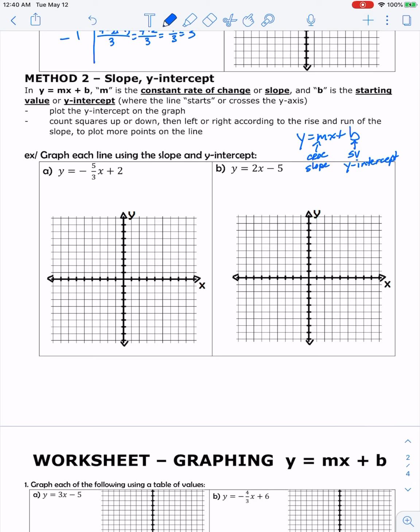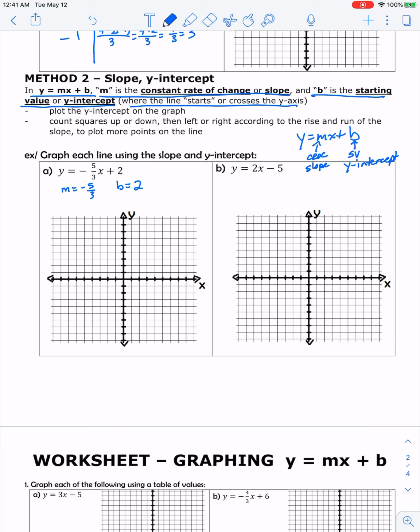Okay, so in y equals mx plus b, m is the constant rate of change or slope, b is the starting value or y-intercept, which is where the line starts or where the line crosses the y-axis. So for this first question, I don't want to write it like that. Let me erase that. So the slope equals negative 5/3. The y-intercept is equal to 2.